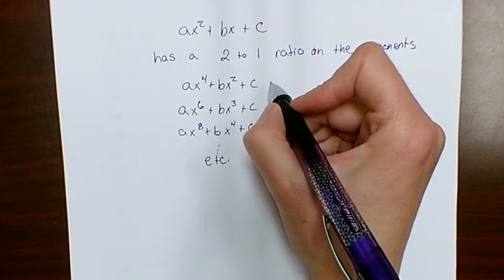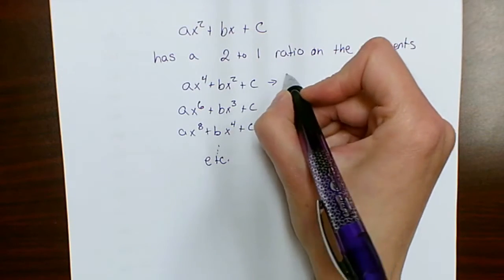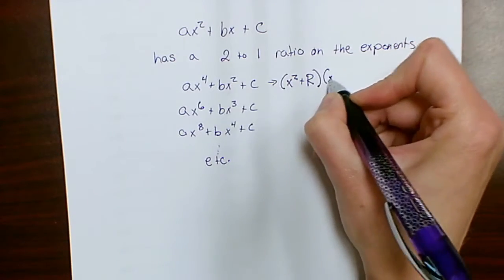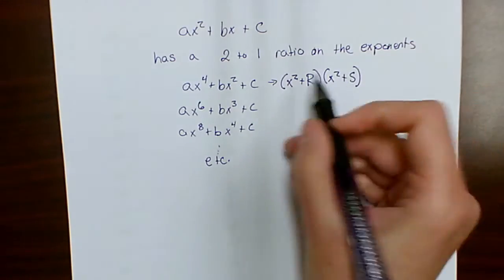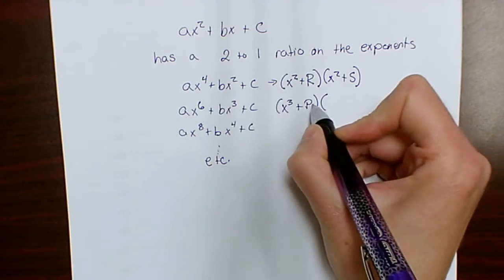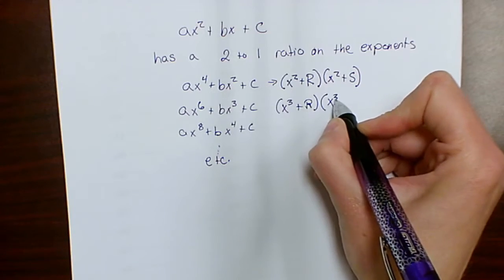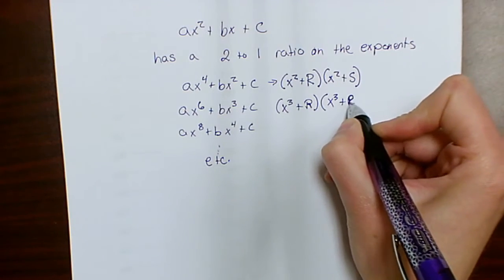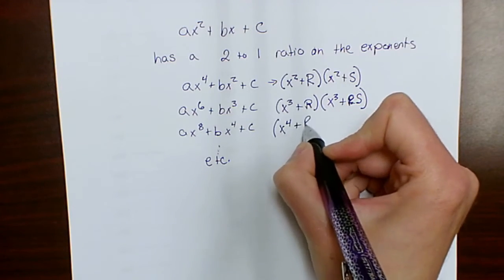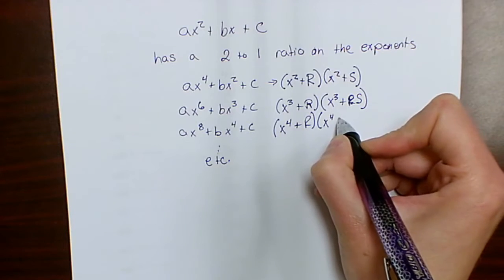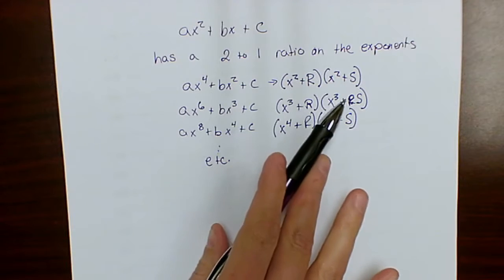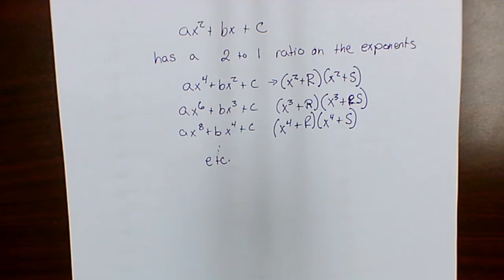So for instance, this one we will factor as x squared plus some r, x squared plus some s. Okay, so x squared. This one will be x to the third, this one will be x to the fourth, so on and so forth. So the middle term tells us the value that our x's will be at.